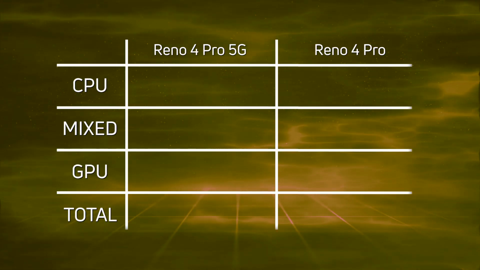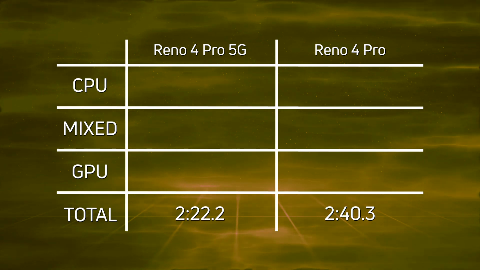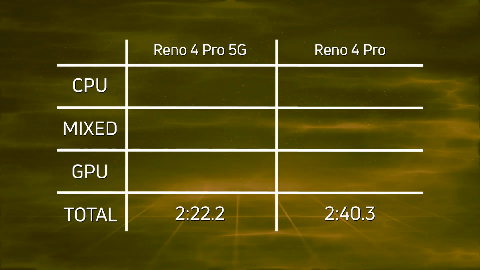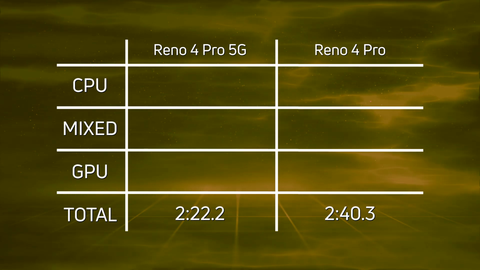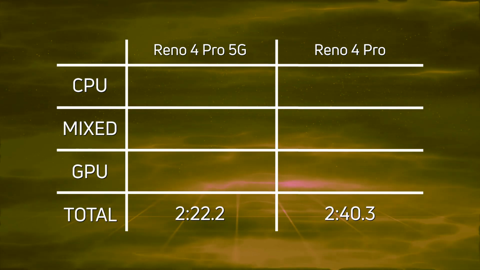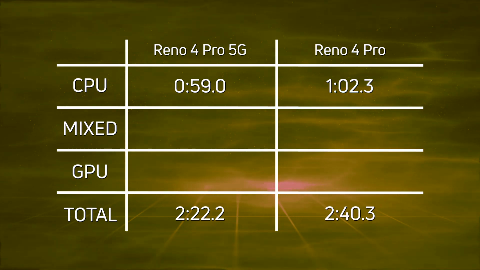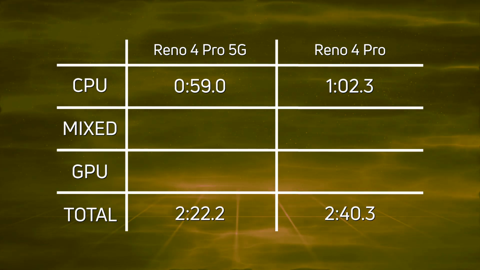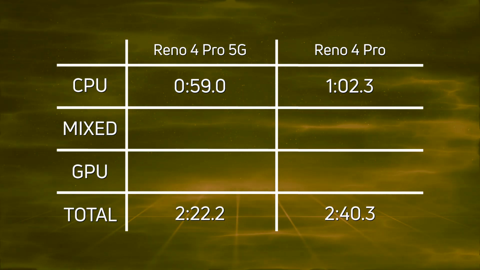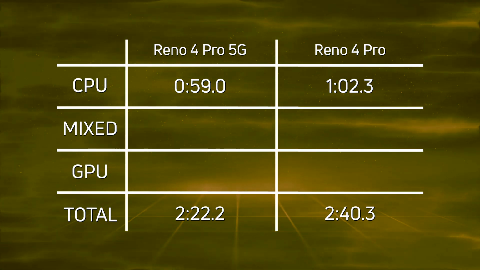So no surprise there, as the Reno 4 Pro 5G with the better processor won, 2 minutes 22.2 compared to 2 minutes 40.3. That's a difference of 18.1 seconds. So what happened? CPU 59.0 versus 1 minute 02.3. So a slight difference there. A win for the 5G version, 3.3 seconds difference. And that was kind of the story.